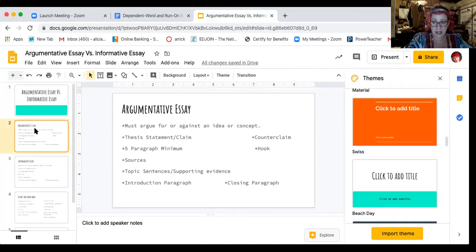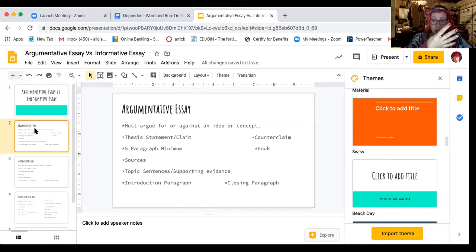All right, so it does need a thesis statement or a claim. That's your argument. What are you going to be talking about? It does need a basic 5-paragraph minimum. That does not mean you can't have a 6-paragraph. You can, but it needs to at least have 5 paragraphs. And that would include your introduction paragraph, your 3 body paragraphs, and your closing paragraph.